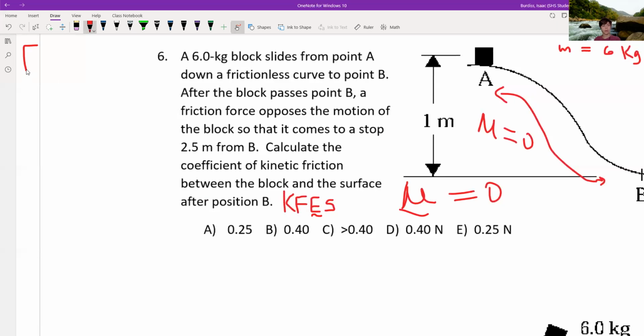Well, you might say, okay, well, I know the force of friction equals mu times the normal force. That equation has mu in it. All right. Well, do we know the friction force? No. Do we know the normal force? No. But how do we find those? Well, we know that the sum of the forces equals mass times acceleration.